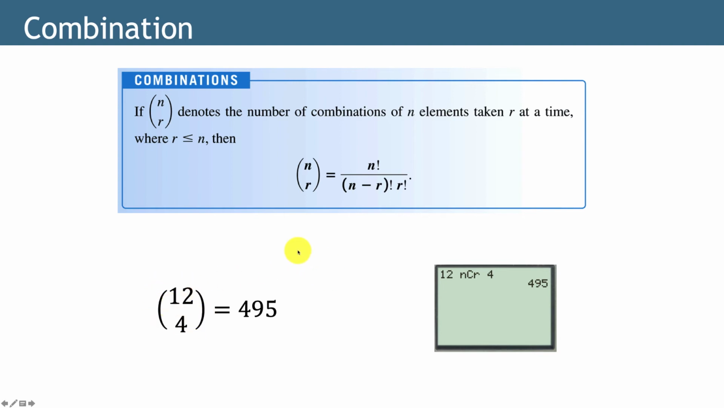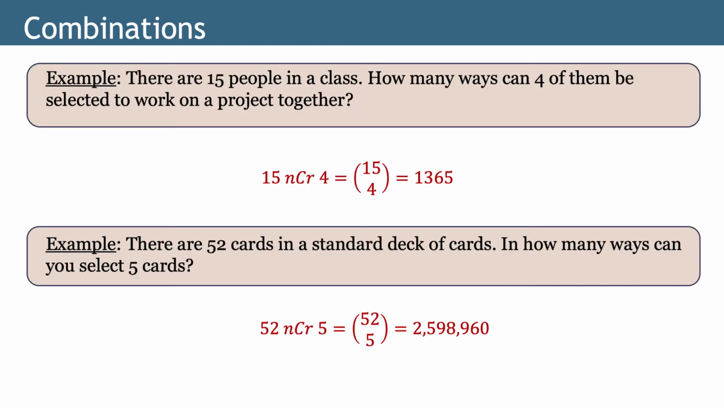Now, in a combination, order does not matter. It's just, hey, was something picked or not? So 15 people in a class, how many ways can 4 of them be selected to work on a project? Well, who cares about the order? It doesn't matter who was picked first, second, third, or fourth. It just matters were you picked to be on the team. So that's a combination. Order doesn't matter. 15 choose 4, or you can write it with the special notation, but put that in your calculator, you get 1365.